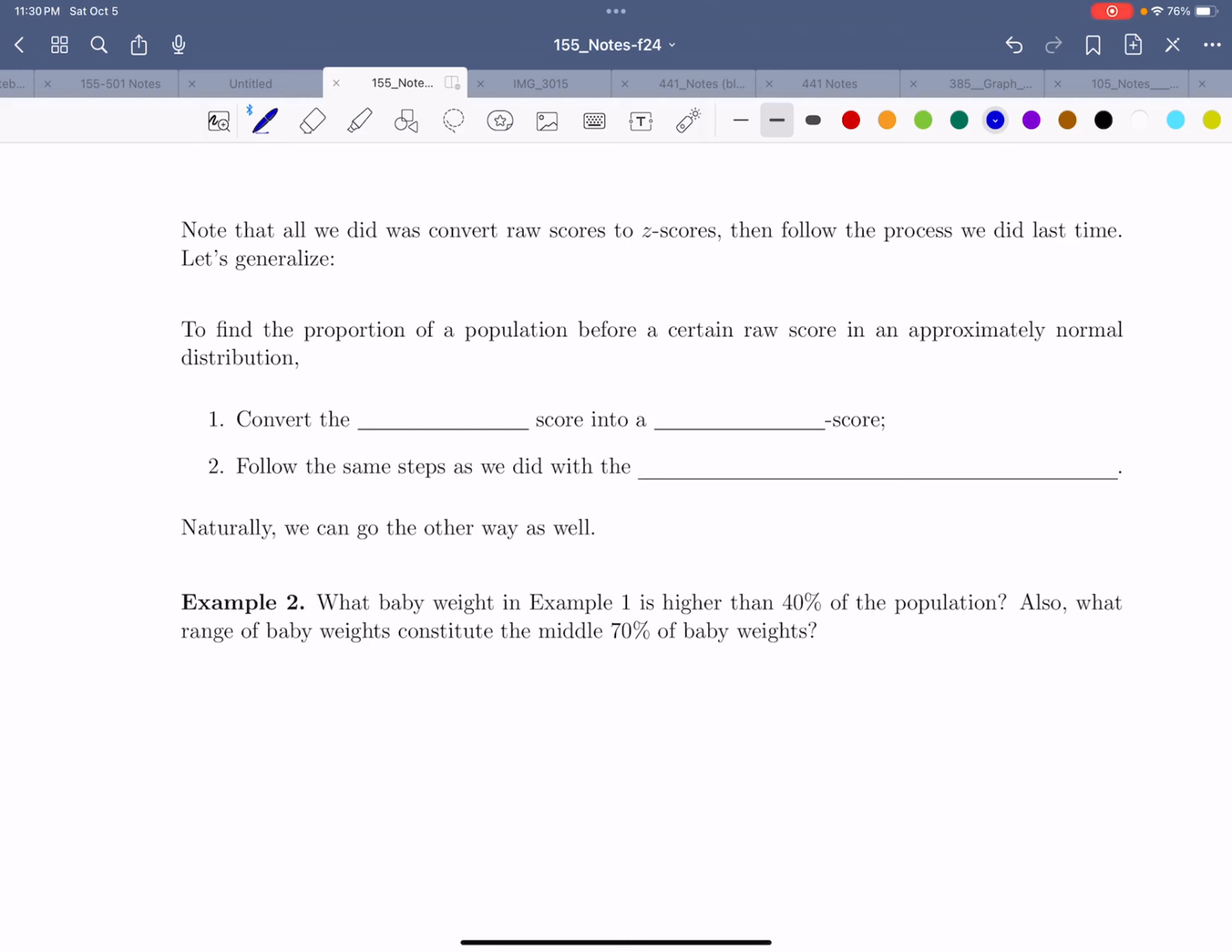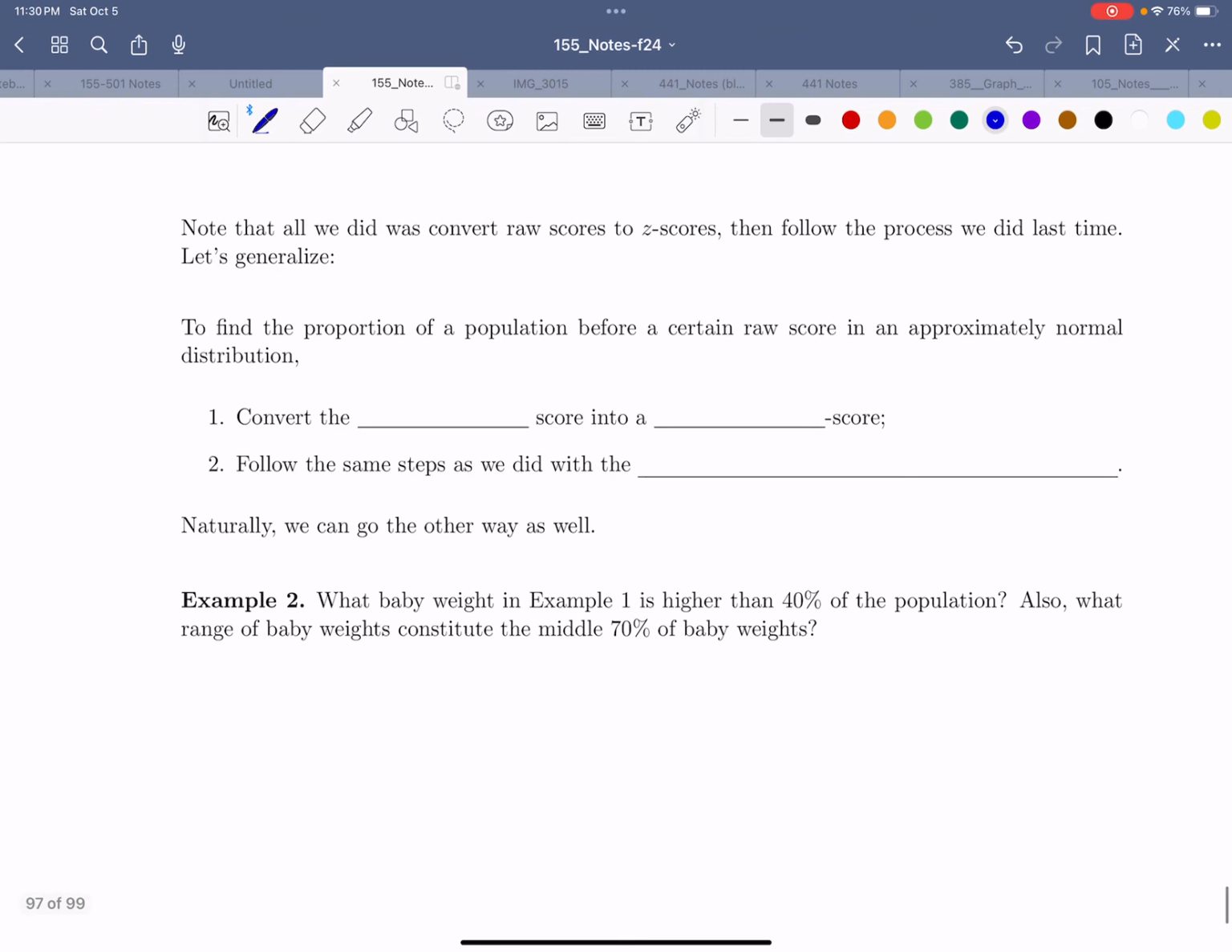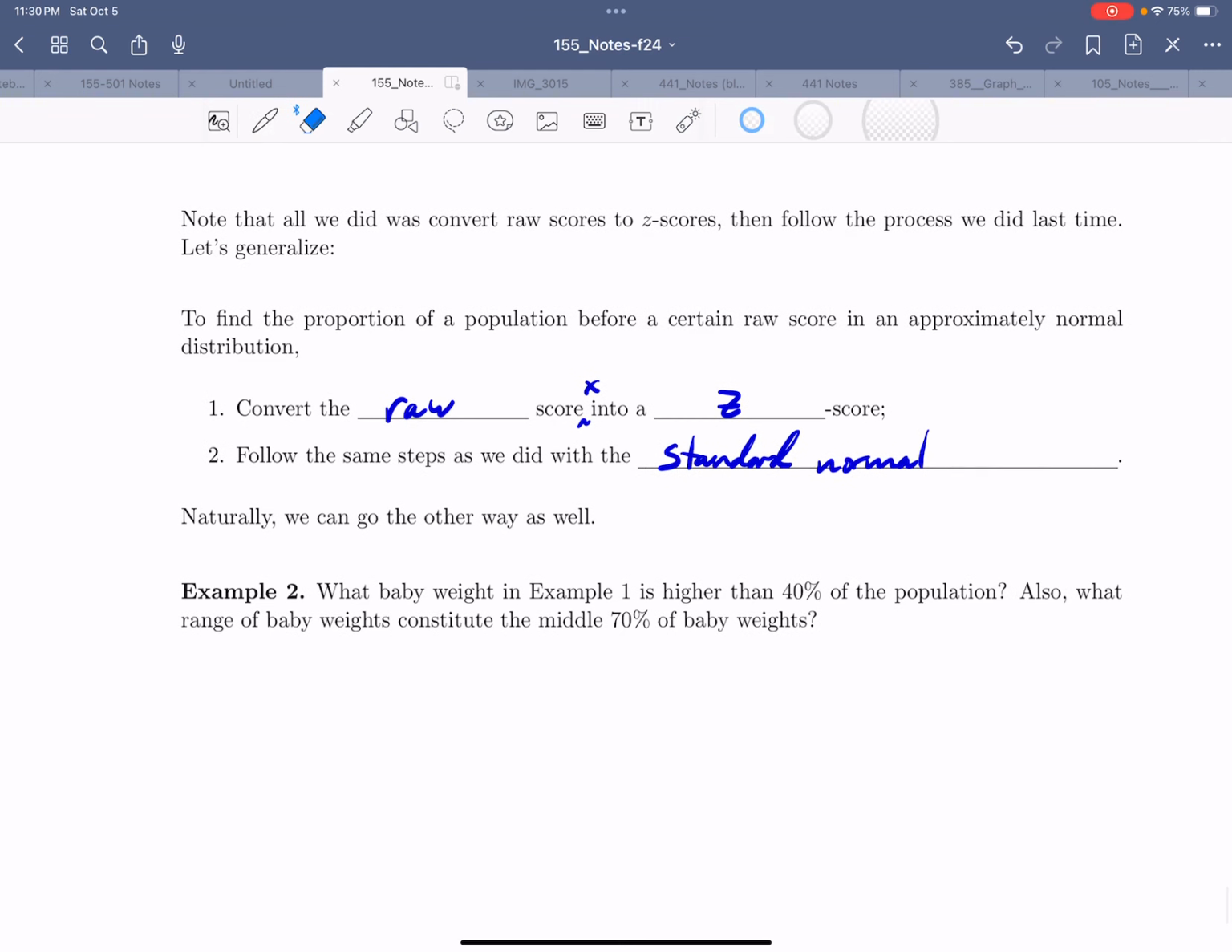So in general, of course, you can always just use Minitab or your calculator. It's totally fine. But what we're always doing is converting the raw score x into a z-score. And then we follow the same steps we did with the standard normal curve, or standard normal distribution. Probably should say distribution.